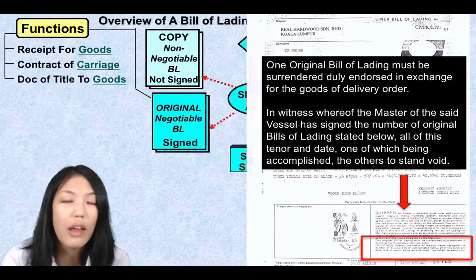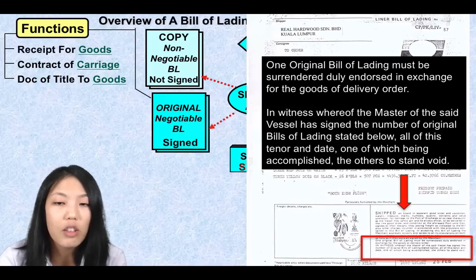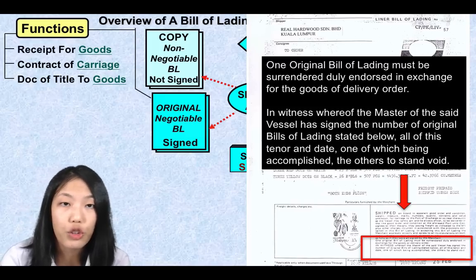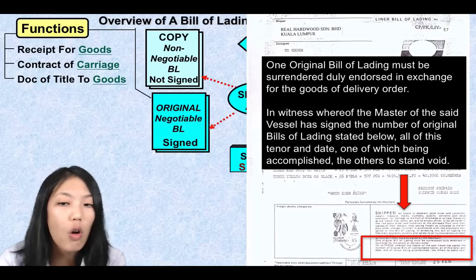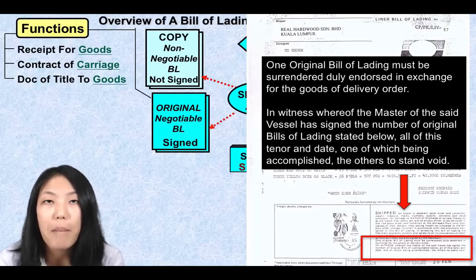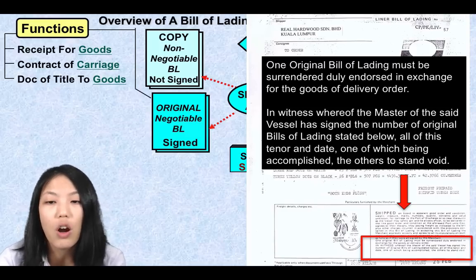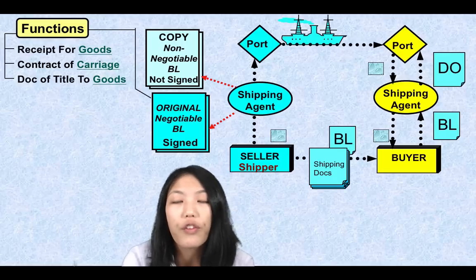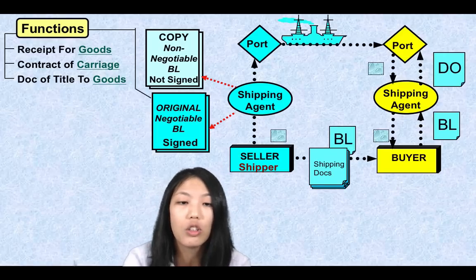As you can see in this example of a bill of lading, this indicates that this bill of lading is the document of title to the goods by mentioning that one original bill of lading must be surrendered, duly endorsed, in exchange for the goods or delivery order. So we talked about the 3 functions of a bill of lading: receipt for goods, contract of carriage, and document of title to the goods.